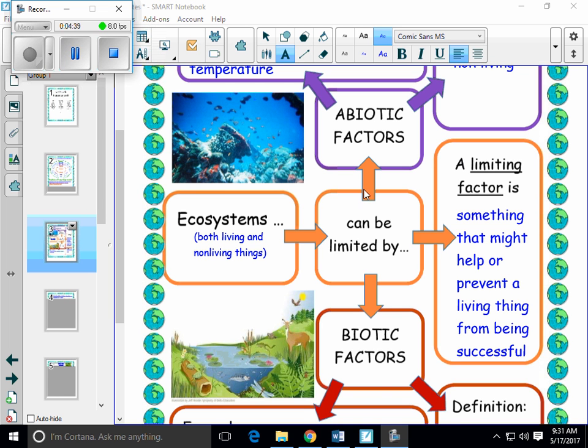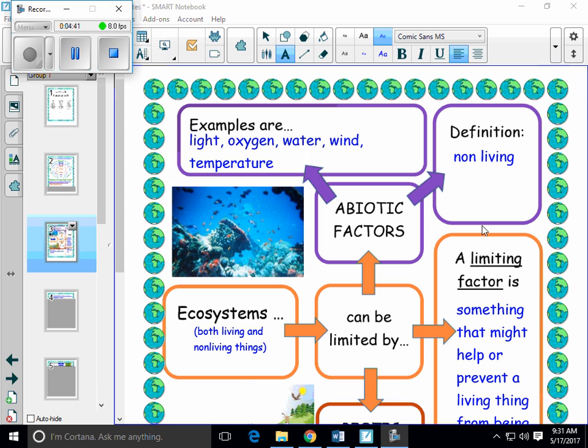Now, if we consider the abiotic factor, what is an abiotic factor? An abiotic factor is something that is non-living, like light, oxygen, water, wind, even temperature. These are all things that are not alive, but can limit living things. Temperature can limit living things, whether the temperature is too hot or too cold. Not all plants do well in extreme temperatures. Some require something very specific.